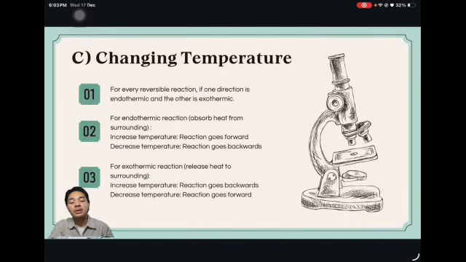Changing temperature. For every reversible reaction, one direction is endothermic and the other is exothermic. An endothermic reaction absorbs heat from the surroundings. If temperature increases, the reaction goes forward. If temperature decreases, the reaction goes backwards. An exothermic reaction releases heat to the surroundings. If temperature increases, the reaction goes backwards, and if temperature decreases, the reaction goes forward.